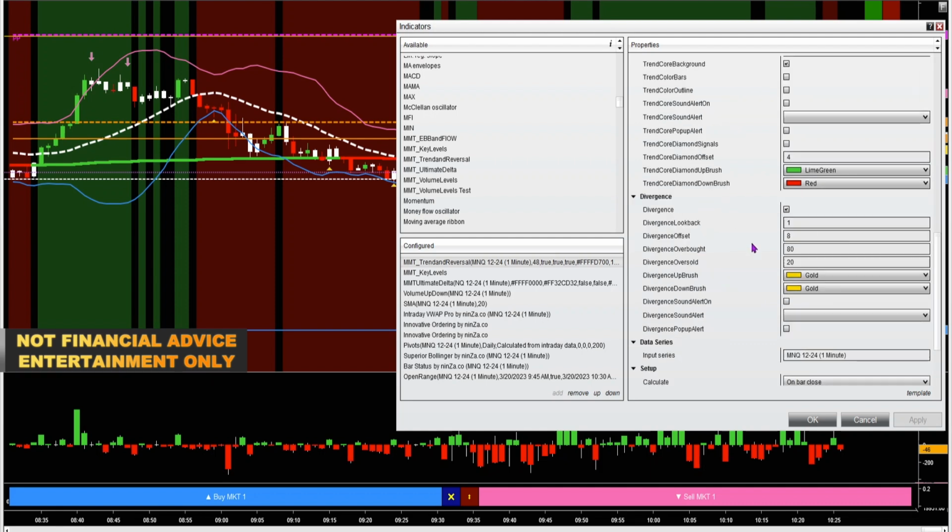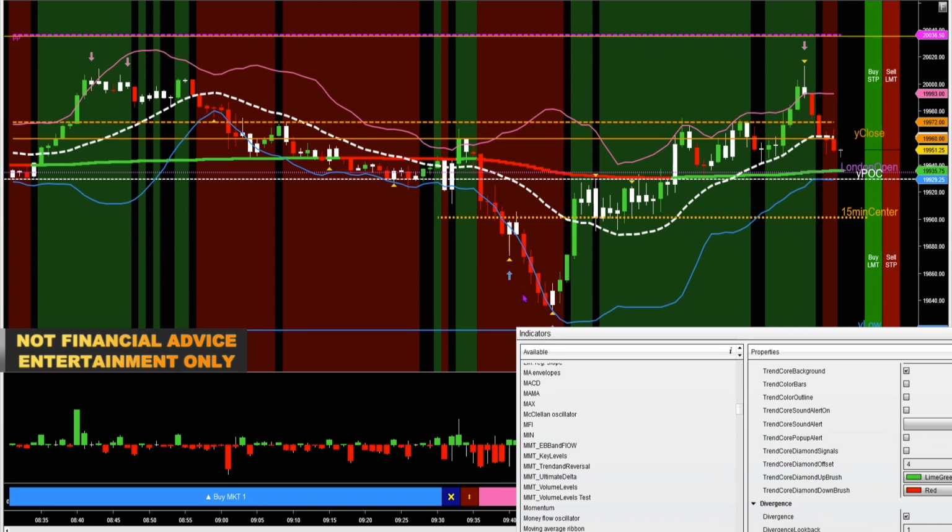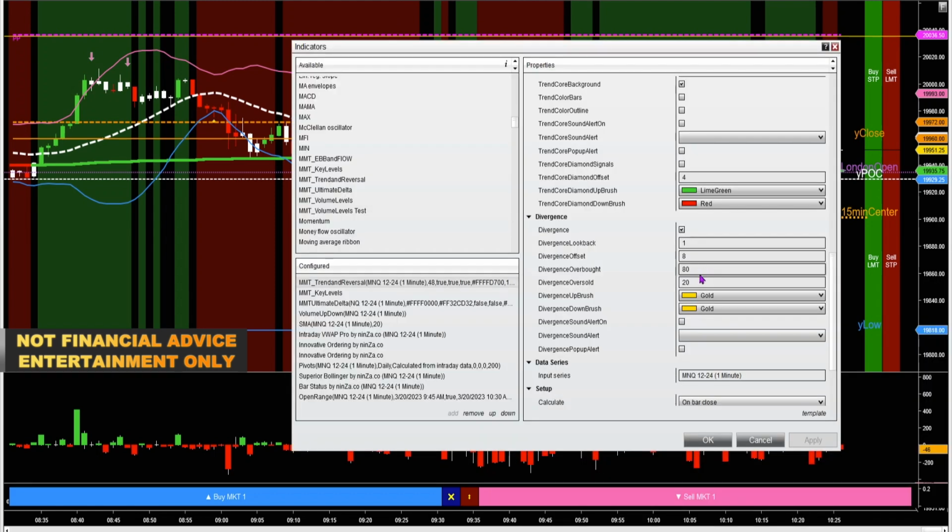For the divergence section, I've got a look back of 1, divergence overbought at 80, divergence oversold at 20. I'm happy with the amount of divergence signals that I'm getting. However, if I wanted to see some more divergence signals, I would lower this to 70 and 30, or 60 and 40, or even 50 and 50, and then I would get more divergence signals. If I bump this up to 90 and 10, I will see less divergence signals. If I raise the divergence look back number, I will also see less signals.